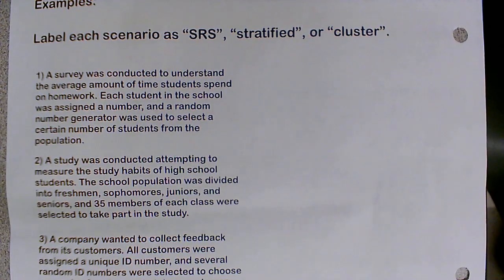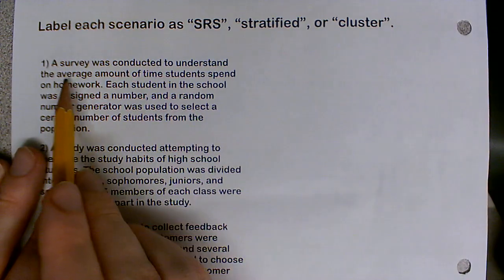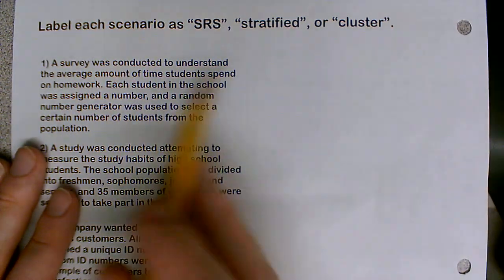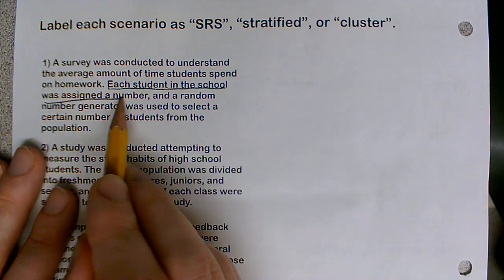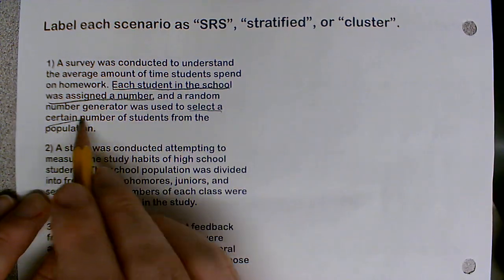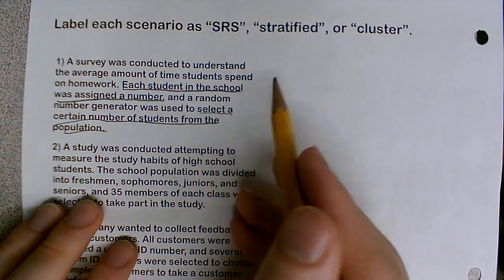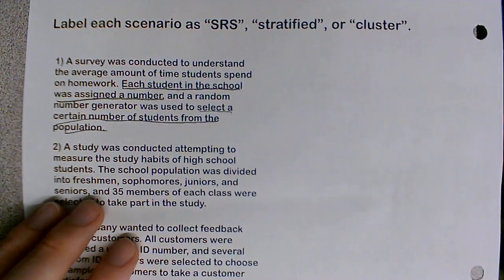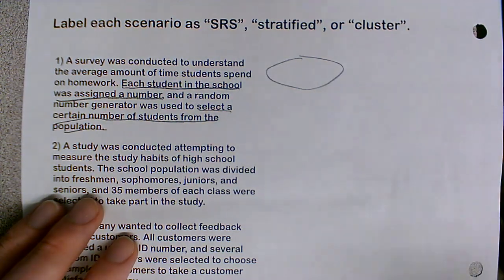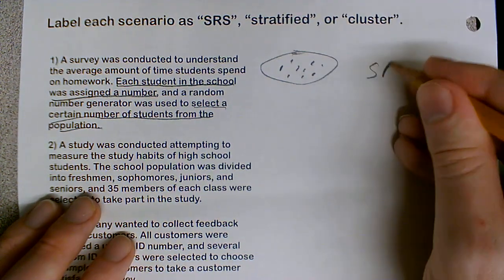So we're going to label each scenario as simple, random, stratified, or cluster. A survey was conducted to understand the average amount of time students spend on homework. Each student in the school was assigned a number, and a random number generator was used to select a certain number of students from the population. The thing that this doesn't include is any notion of division into groups. So in other words, the entire population was given random numbers, and then a certain number of students were selected from that population. That is a simple random sample.